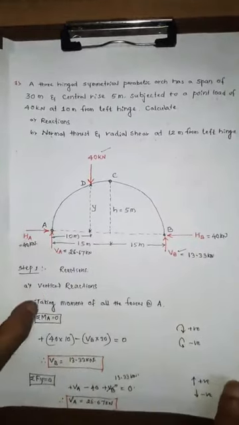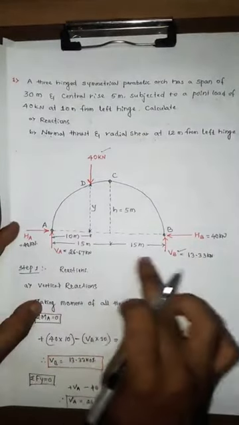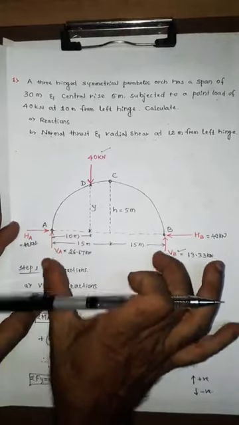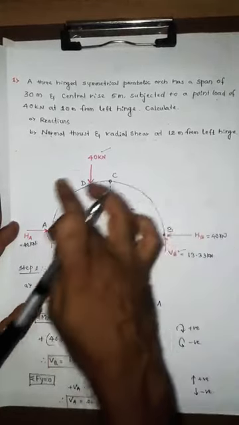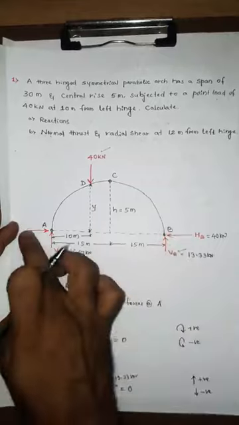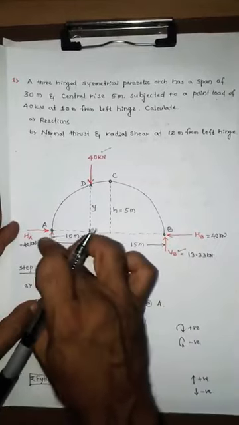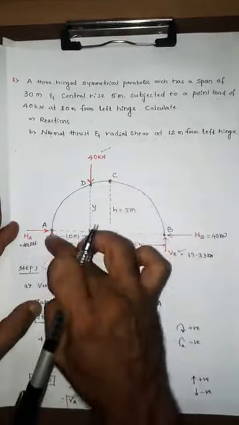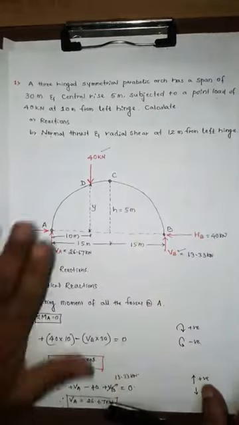So this is the first step, where we find the vertical reactions. When finding the vertical reactions, consider the complete arch, and when finding the horizontal reactions, we can consider only half portion, either AC or BC. So this is the first step. Now let us continue with the next.